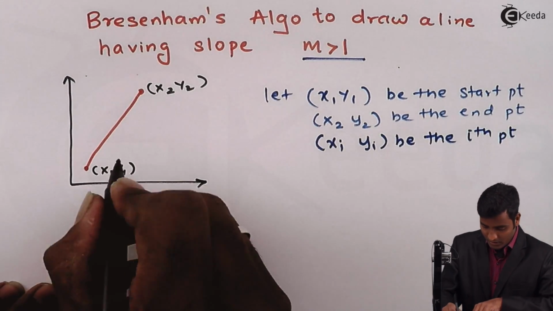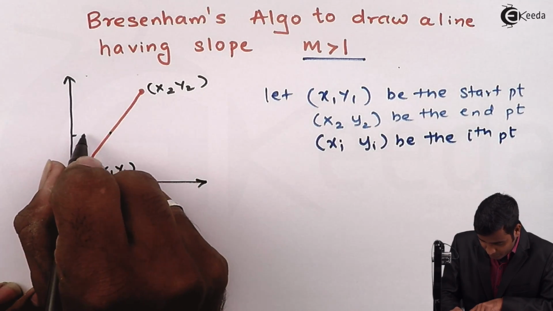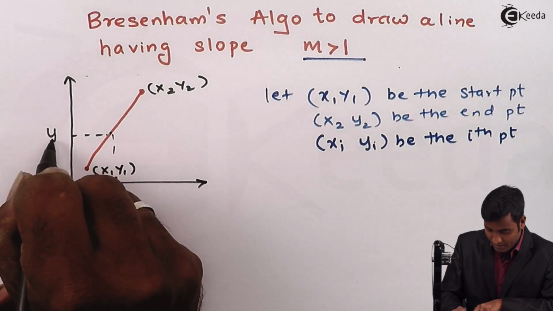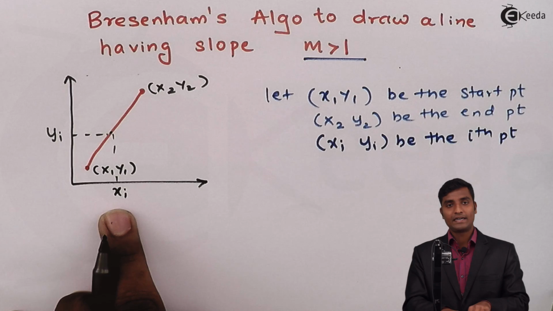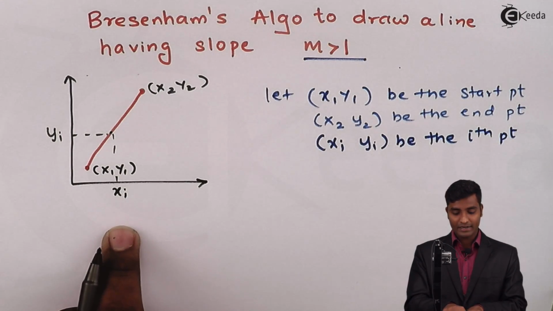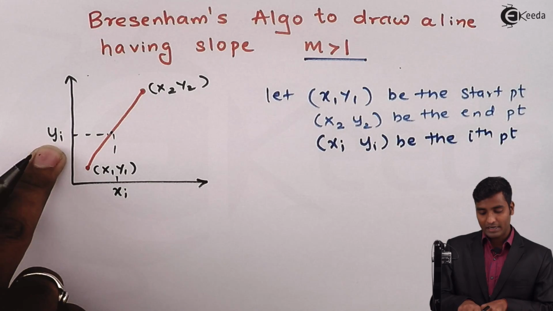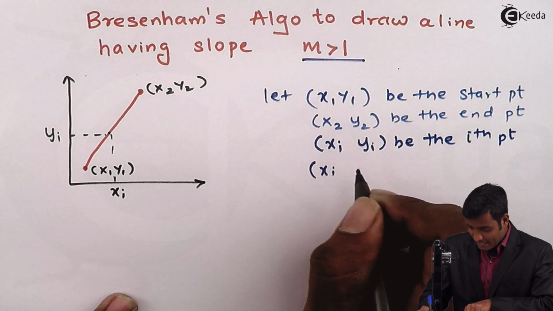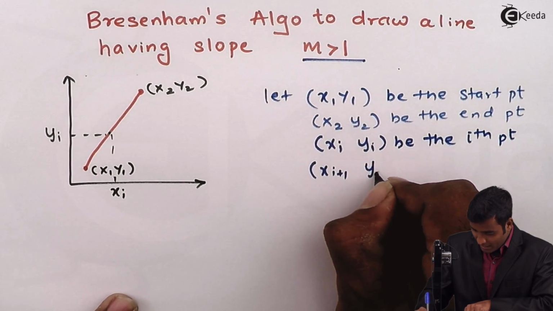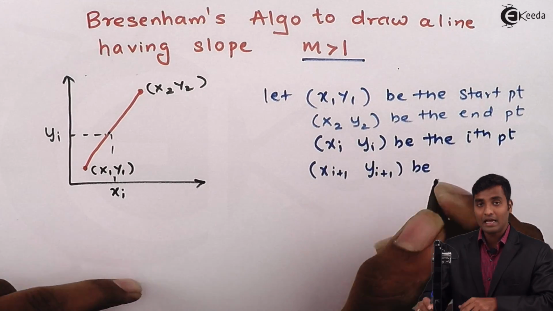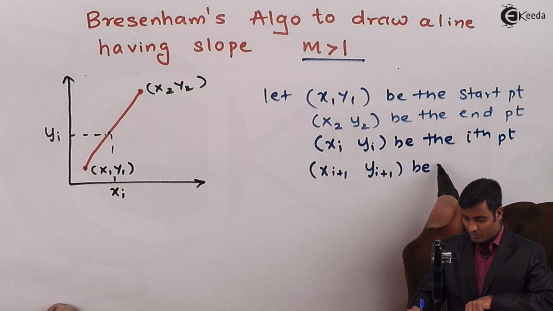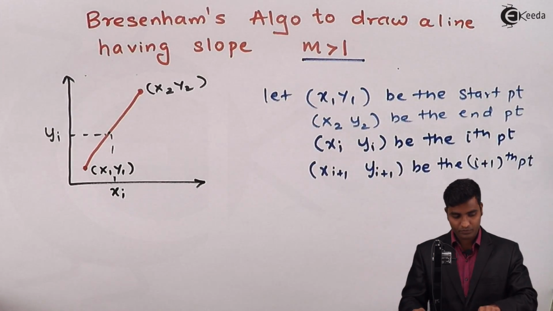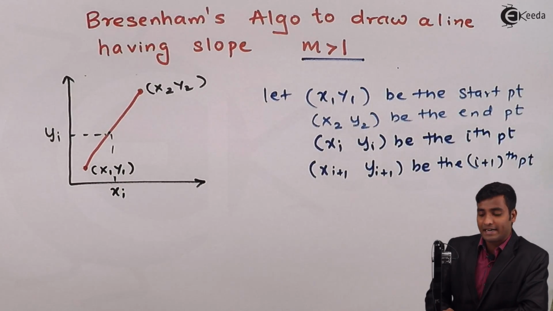So I will name this point xi and this point yi. So it is the ith point on the line. For x coordinate it will be xi, and for y coordinate it will be yi. And let xi plus 1 and yi plus 1 be the I plus 1th point on the line. So these are the variables which are declared.